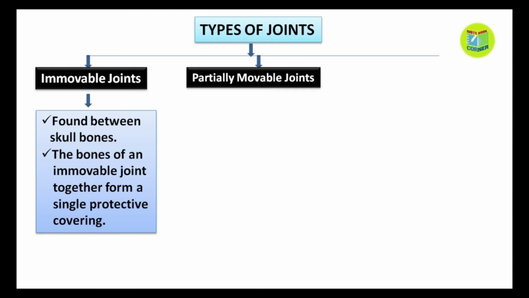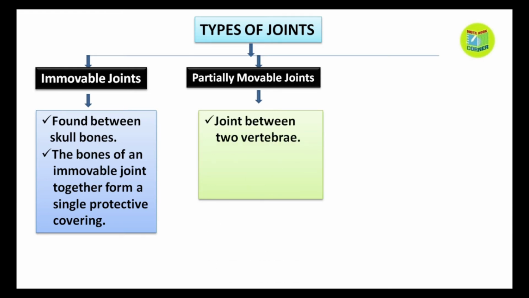Second one is the partially movable joints. These joints allow partial movement of bones. For example, joint between two vertebrae and the joints between ribs and breastbone.